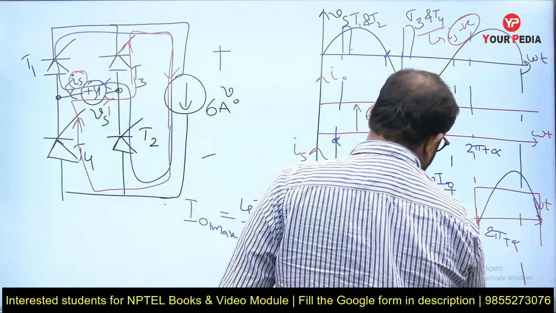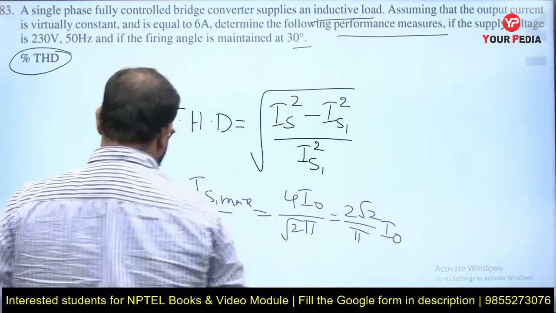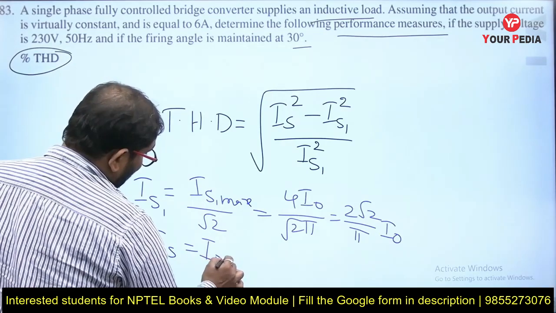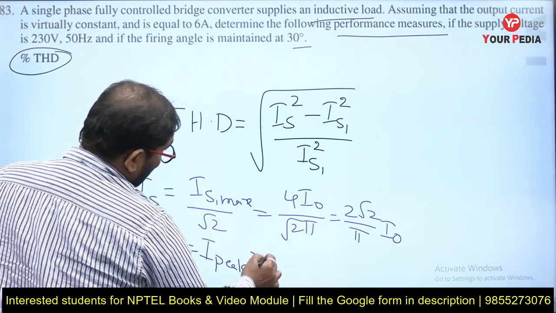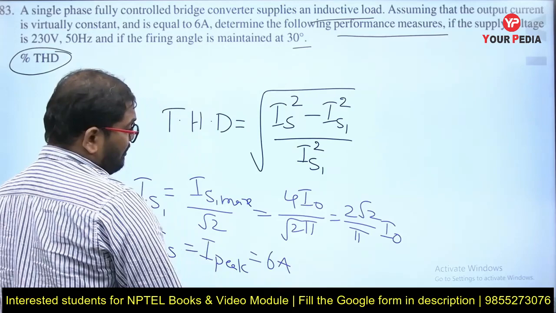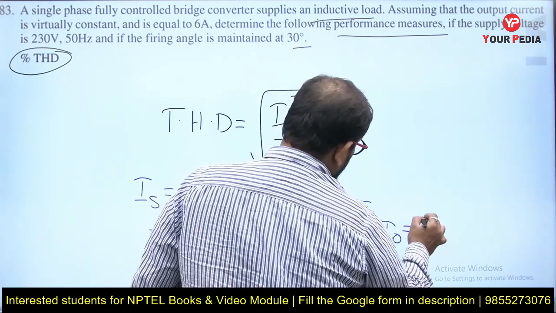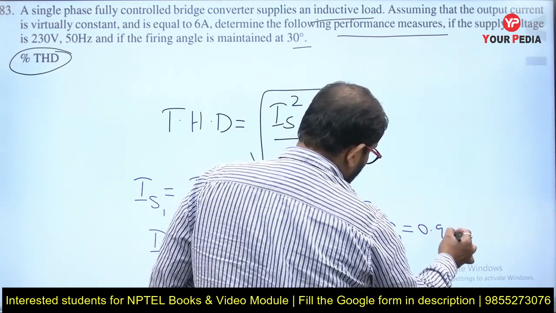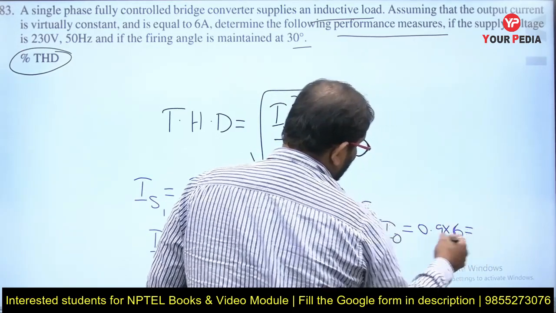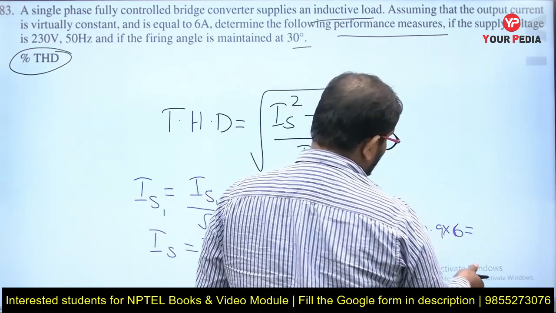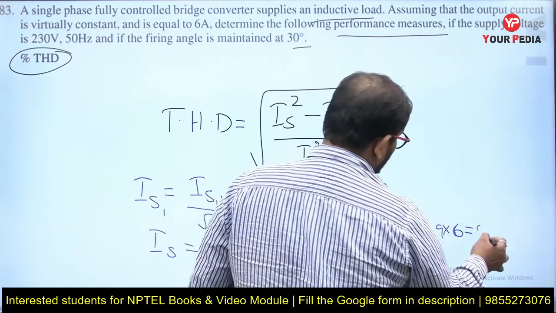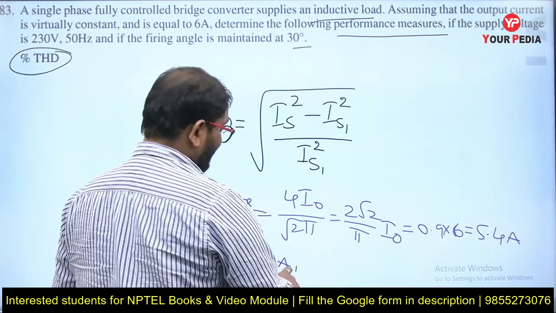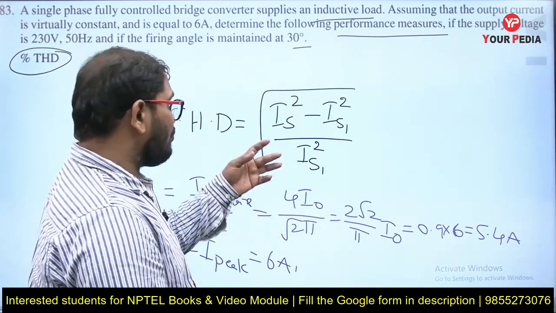So the RMS value of the source current, IS, is equal to the peak value of the current, which is 6 amperes. The fundamental RMS will be 2 root 2 over pi, that is 0.9 into 6. 9 times 6 is 54, so this will be 5.4 amperes. And the total RMS will be 6 amperes. Now let's substitute these two values here.